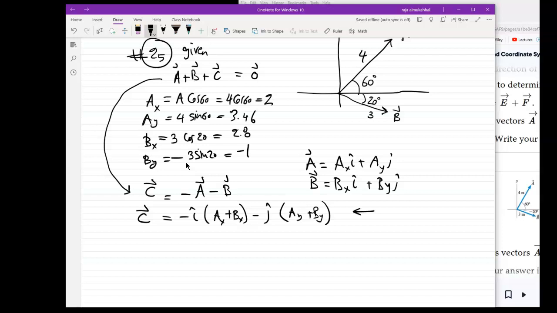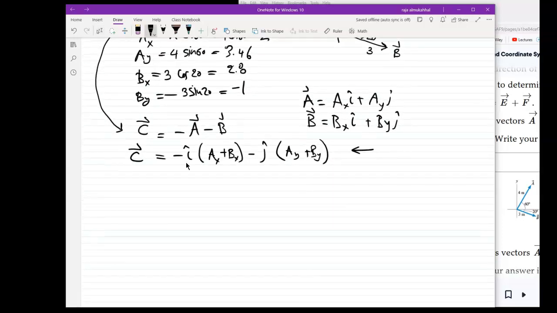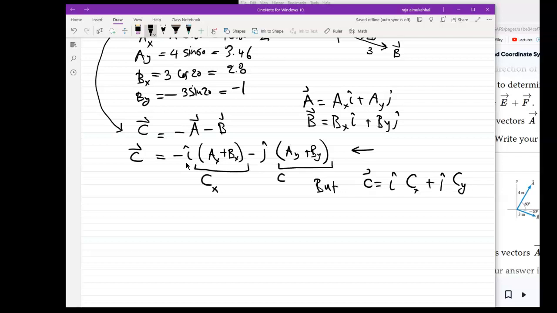Now, we know that C vector is what? i C sub x plus j C sub y, correct? So this must be C sub x, and this must be what? C sub y. So now C sub x is equal to minus A sub x plus B sub x in a parenthesis, okay? And then C sub y is minus A sub y plus B sub y.